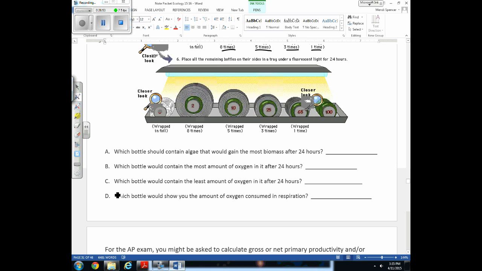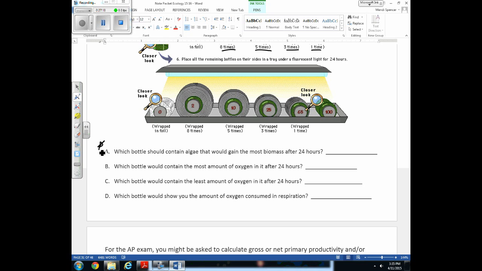So we placed these bottles underneath the light for about 24 or 48 hours. You're going to need to be able to read experiments, understand what's going on, and be able to predict what's going to happen or draw conclusions from the data. So just from that experiment description, let's see if we can answer these questions. It says, which bottle should contain algae that would gain the most biomass after 24 hours?